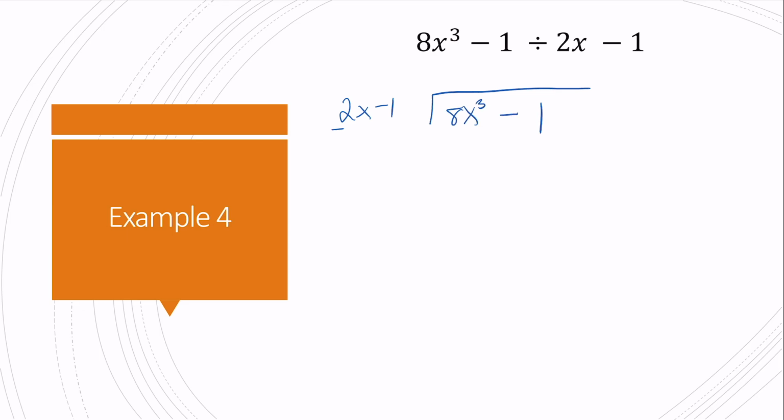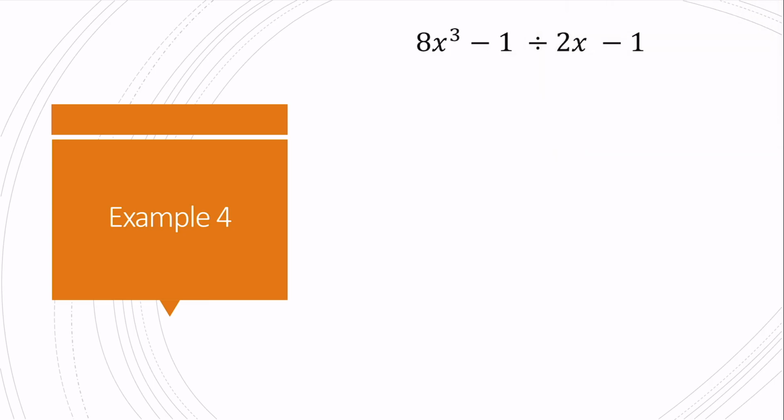and I think, okay, what do I multiply 2x by to make it look like 8x cubed? Well, that's going to be 4x squared. 4x squared times 2x gives me 8x cubed. 4x squared times negative 1 gives me a negative 4x squared. And then I subtract. My first terms cancel, which is great. But how do I have negative 1 minus a negative 4x squared? These terms aren't the same, so I can't combine them. This is going to leave us a mess of trouble unless we put in placeholders.